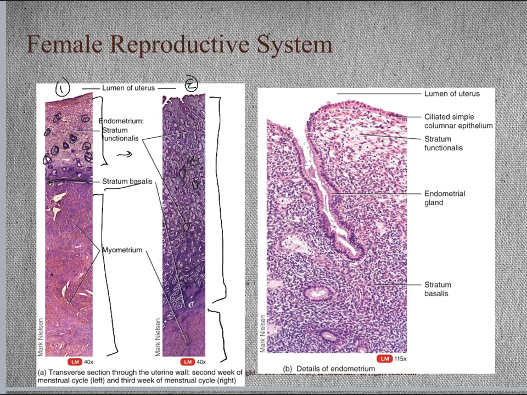Now, details of the endometrium, we see that we have our lumen, the space up above, ciliated, simple columnar epithelium, our stratum functionalis, all of our endometrial glands, and our stratum basal or basalis.